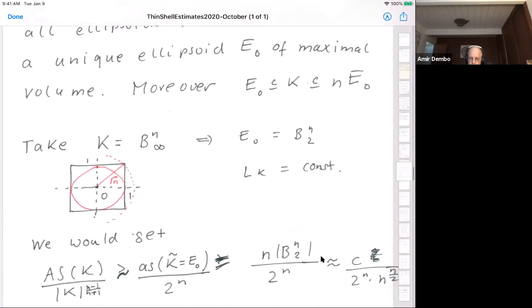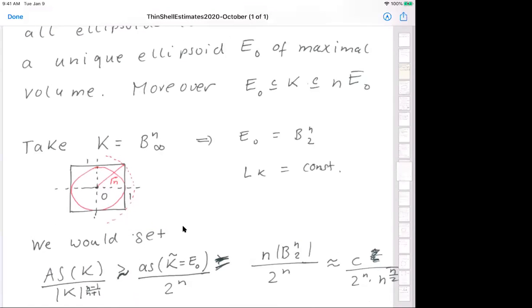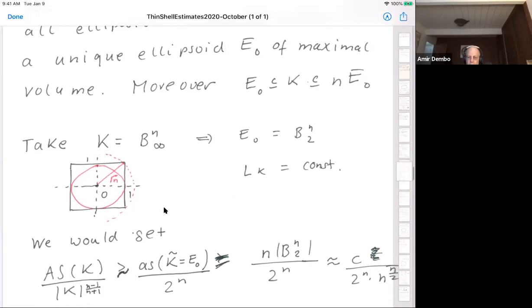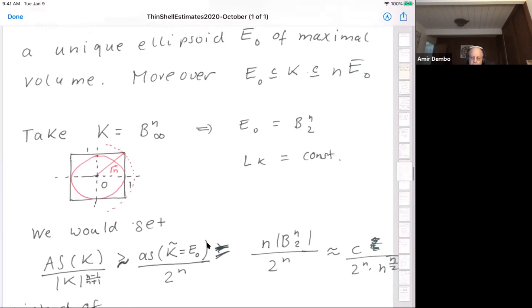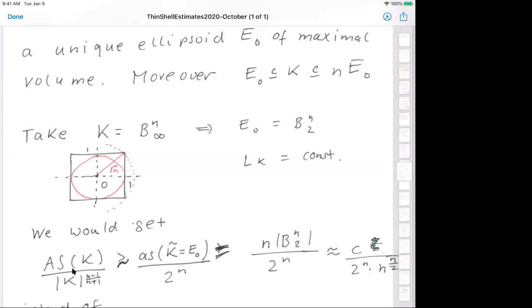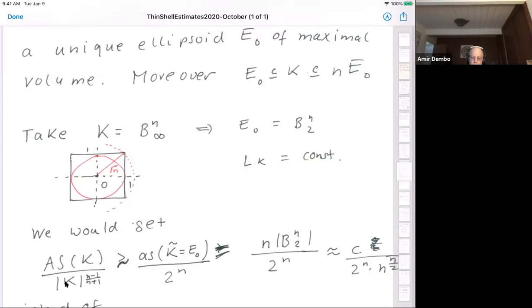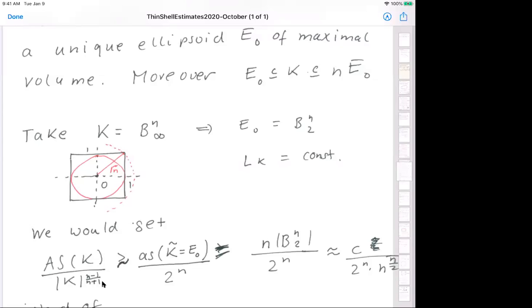So what would we get if we picked as K-twiddle, to get our lower estimate, this ellipsoid of maximal volume, which is just the Euclidean unit ball? Well, we would get the following. We look at our maximal affine surface area divided by the volume. That's the expression that we basically want to compute now, divided by the volume raised to the power n minus 1 over n plus 1.